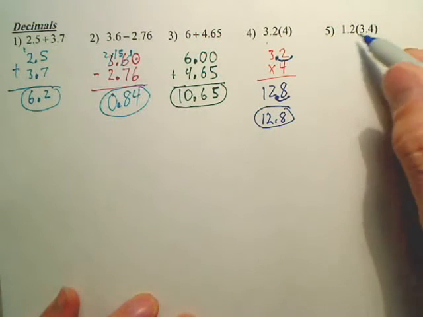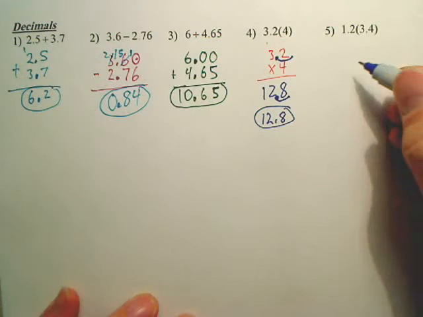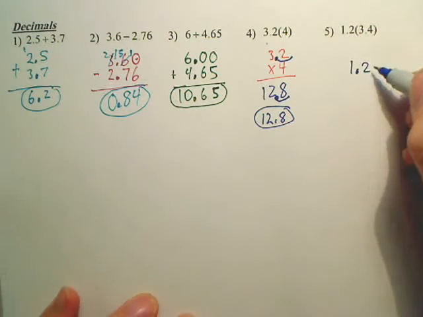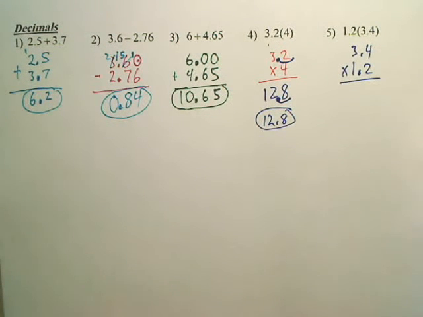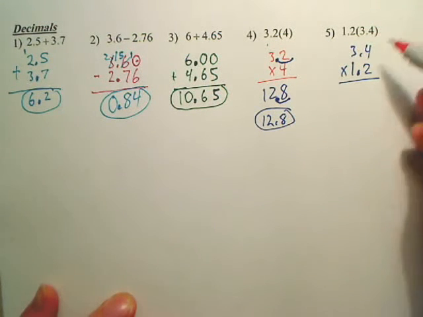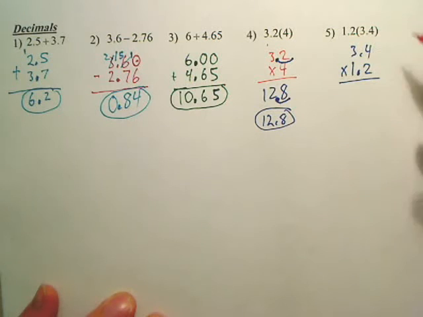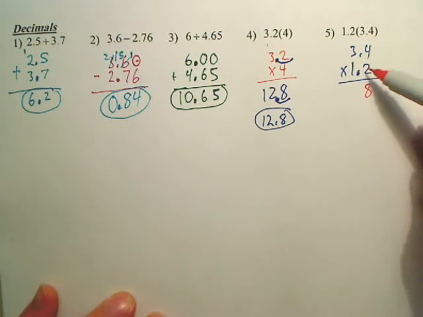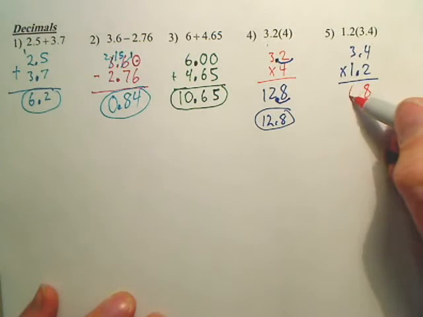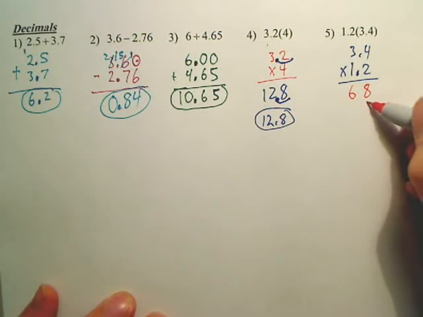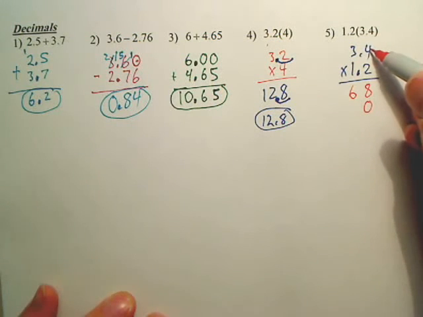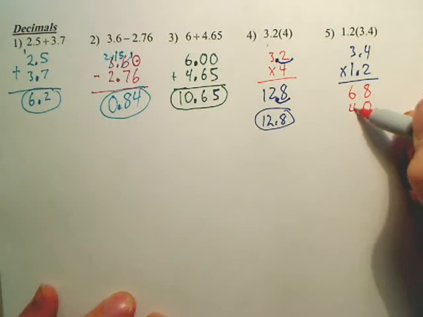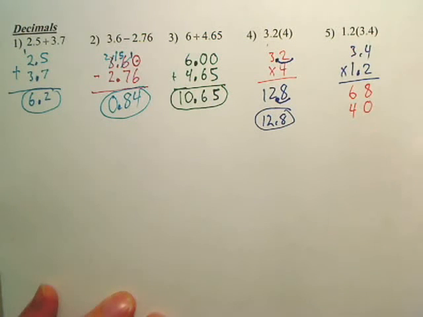The last one, which of these numbers is smaller? Probably put that on the bottom. I'll put the 1.2 on the bottom, 3.4 on top. We're going to multiply it. Again, ignore the negatives to start with. What's 2 times 4? 2 times 3? 6. Now, do you guys remember you put a 0 or a placement there? 1 times 4 is? 1 times 3 is?